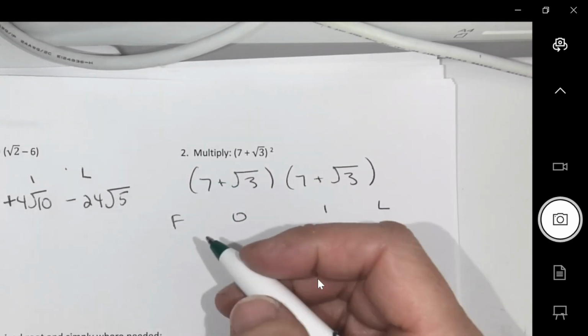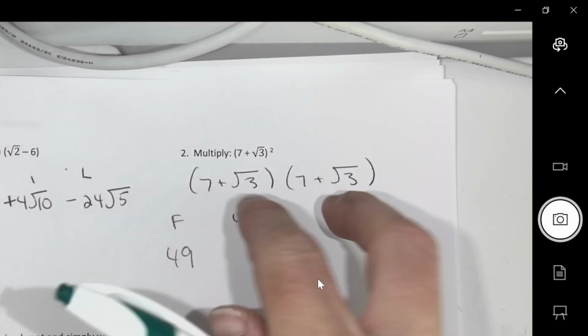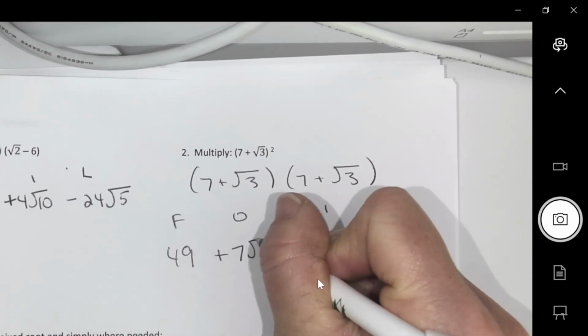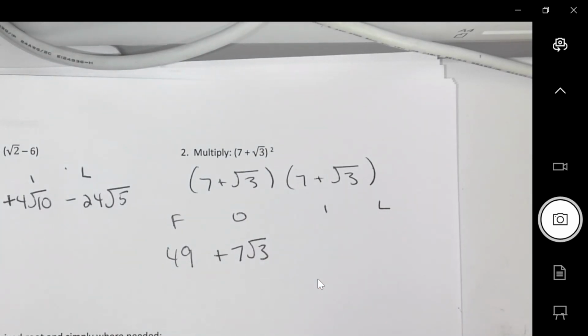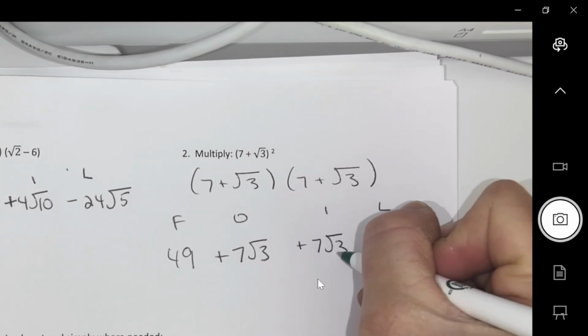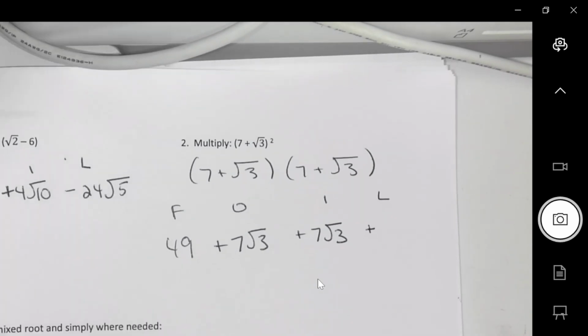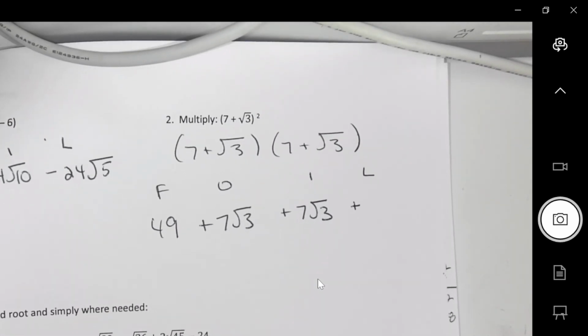So I get first 49. Out is plus 7 root 3. In plus 7 root 3. Last. What are you writing here? Do you want me to write the long way or the shortcut?